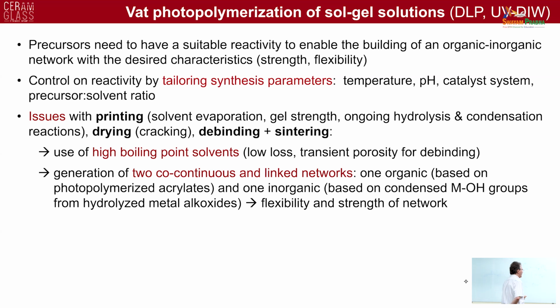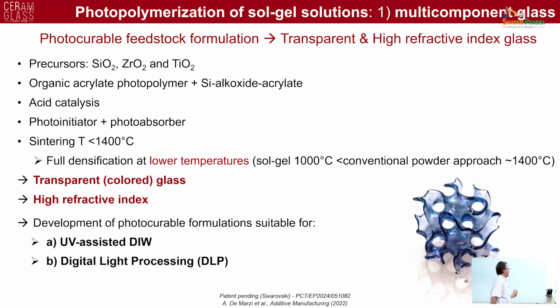And we decided to generate two co-continuous and linked networks after photopolymerization: one organic network based on photopolymerized acrylates, and one inorganic network based on condensed MOH groups from the hydrolyzed metal alkoxides. In this way, we were able to achieve both flexibility and strength of the network.